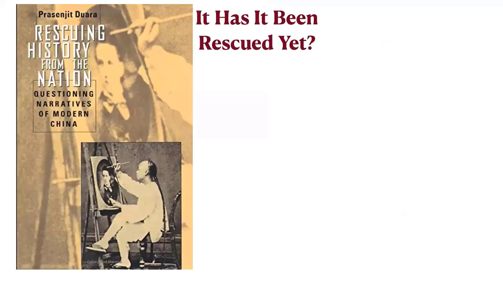Rescuing history from the nation, as Prasenjit Duara framed it a quarter century ago, is a well-advanced project by now in the humanities. But recognition in one corner of the university does not mean acknowledgement across the disciplines, much less in the public sphere. Outside of academia, the pared-down political map is still a hegemonic script, as noted here by Guntram Herb.